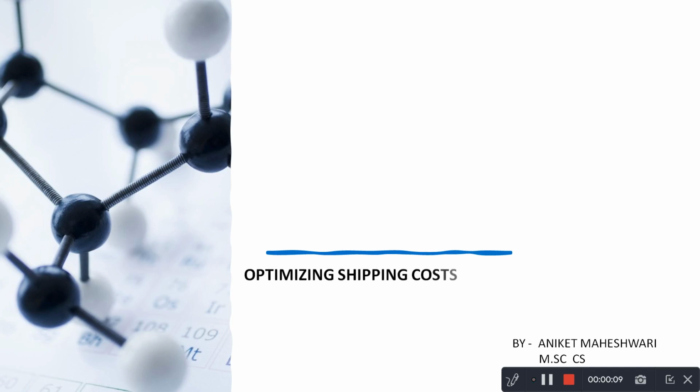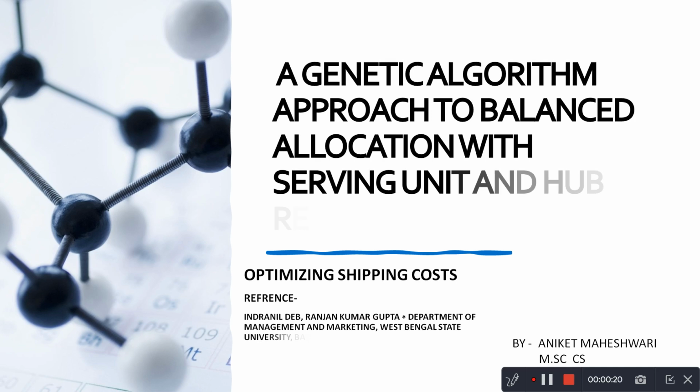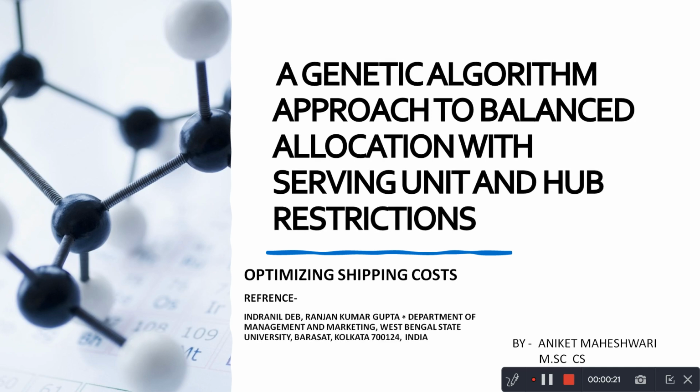Here I am presenting a genetic algorithm research paper on optimizing shipping cost, which is referenced from Indranil Deb Ranjan Kumar Gupta, Department of Management and Marketing, West Bengal State University, Barasat, Kolkata. The topic is the genetic algorithm approach to balanced allocation with serving unit and hub restriction. It is a type of zero one knapsack problem.